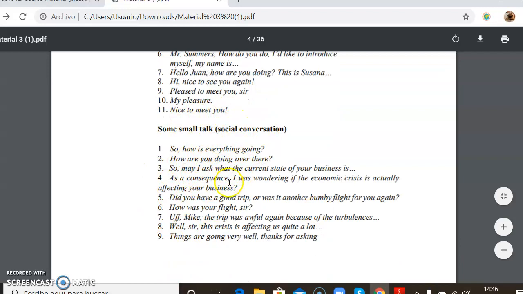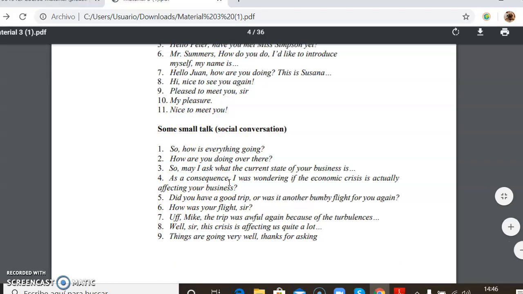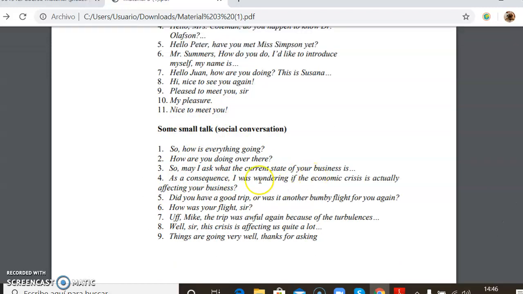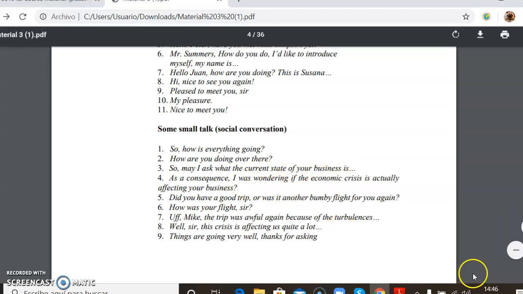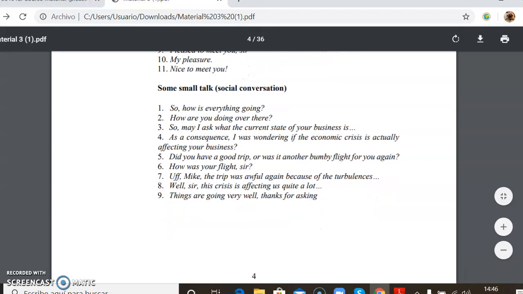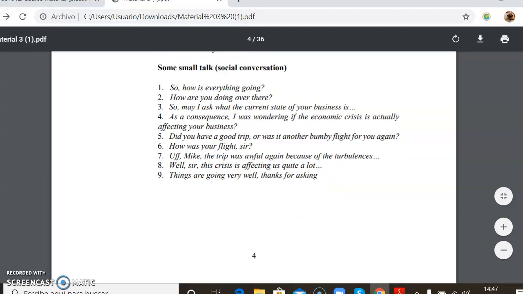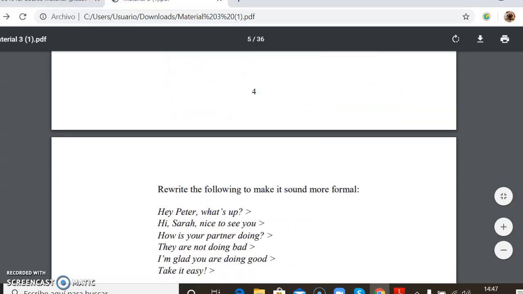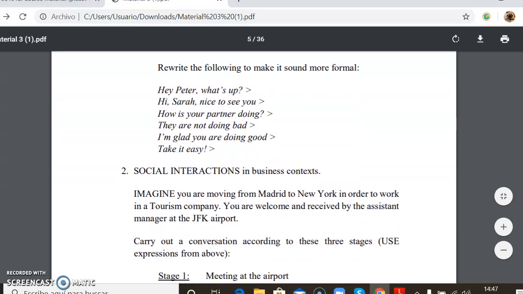This is small talk, which means social conversation, talking about anything. You can talk about the weather, the politics in your government, in your house, in your country, etc. Okay, and then we finish with this section by rewriting these to sound more formal.